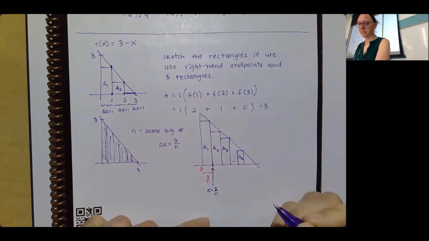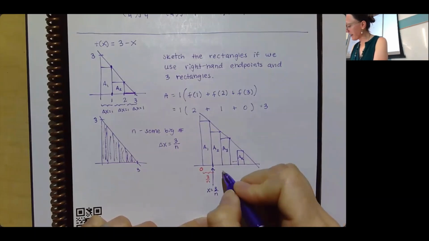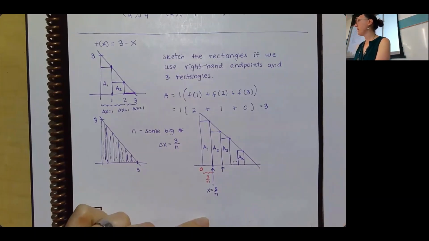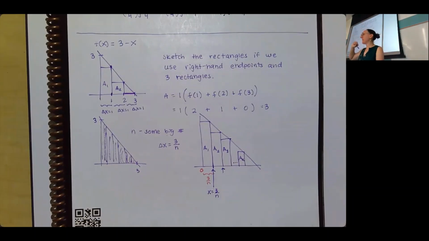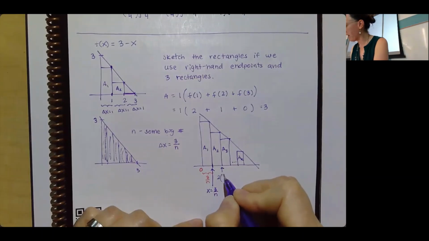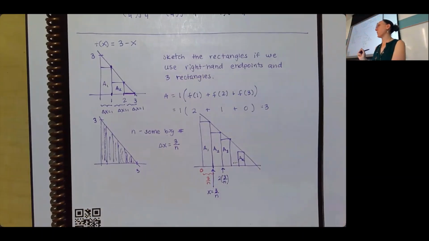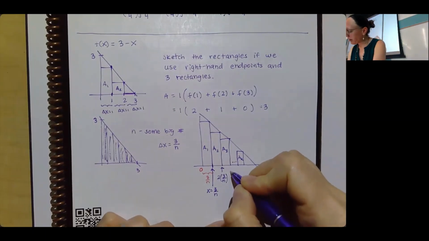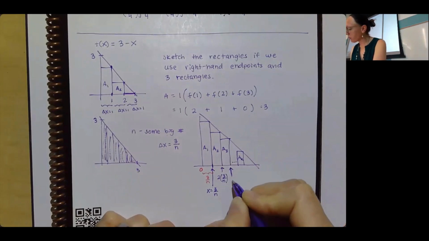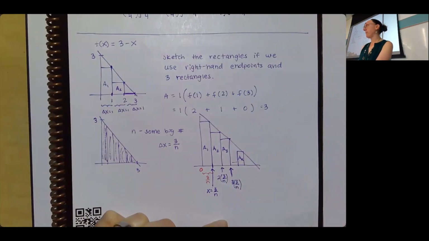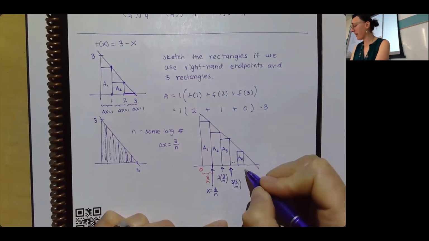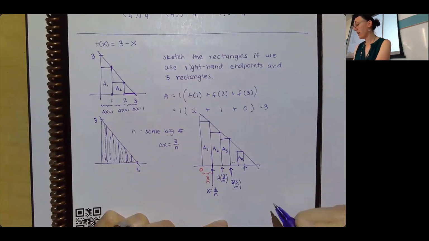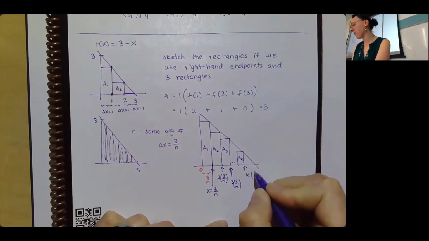Cool. And by the time I get to the next one, I've moved 2 of those. So I'm not at 3/n anymore. I'm at 2 of the 3/n. Yeah, you could call that 6/n. That's totally fine also. By the time I get over here, I've moved 3 of the 3/n's. And by the time I get to my kth rectangle, I have moved k of the 3/n's.